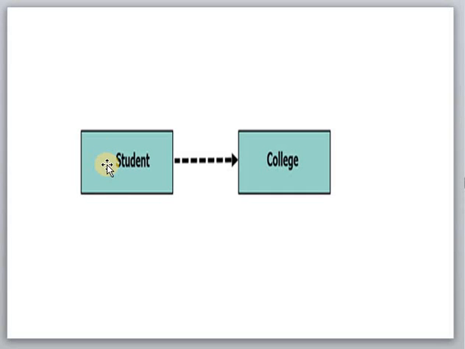If a class is dependent on another class, it means in order to make changes in the student class will always affect the related dependent class, which is called the college class.